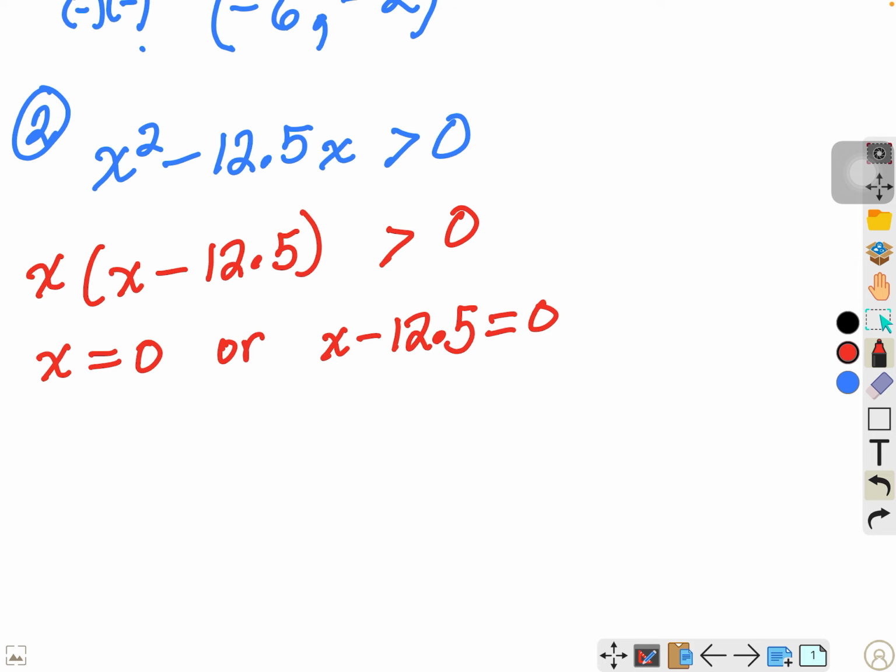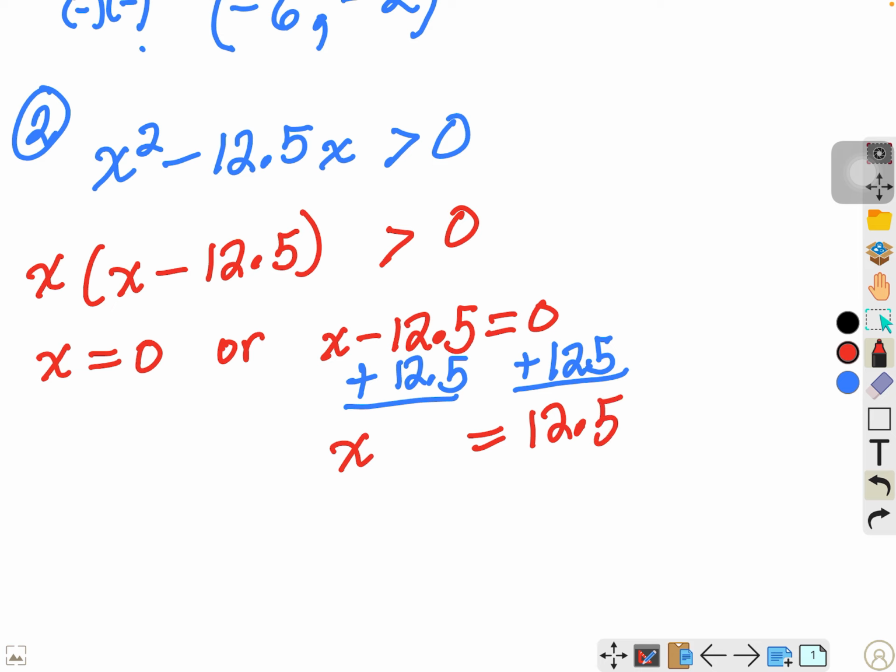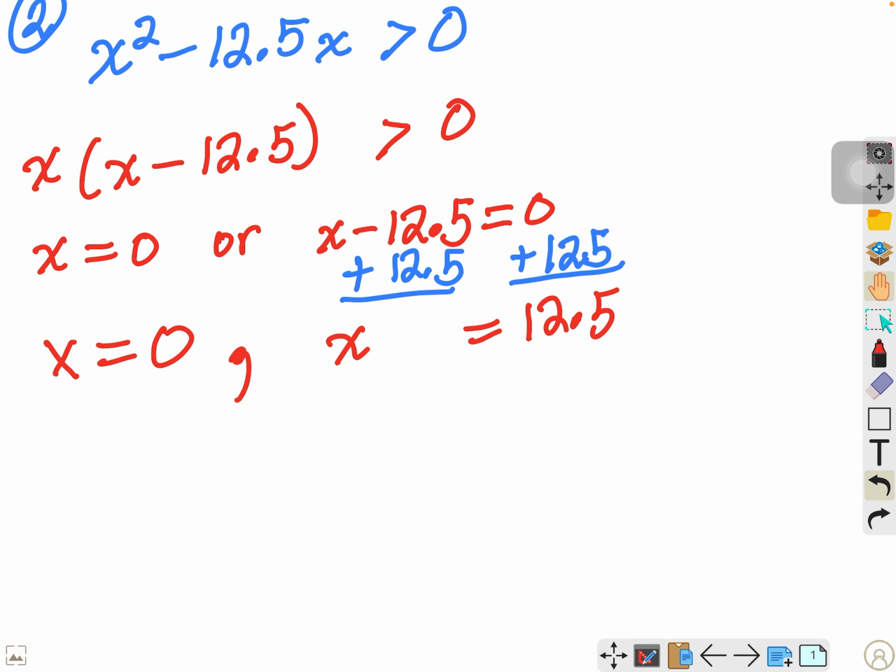And so x is already isolated at x equals 0. And for my second equation, I'm going to add 12.5 to both sides of the equation, arriving at x equals 12.5. So these would be my two critical values. So I will sketch a number line and include 0 and 12.5.